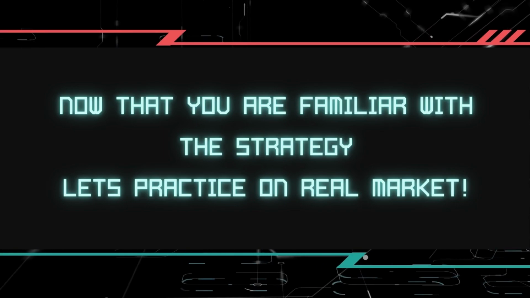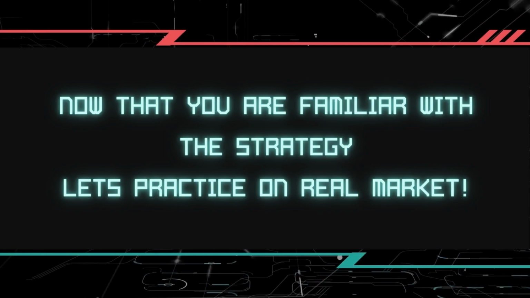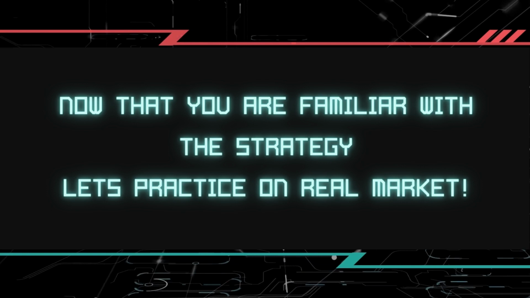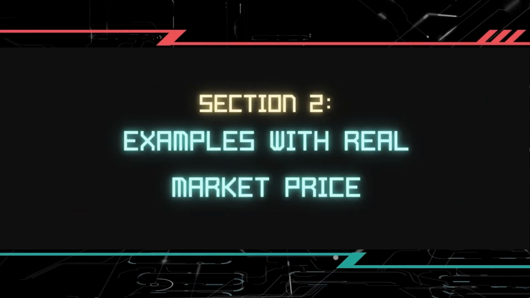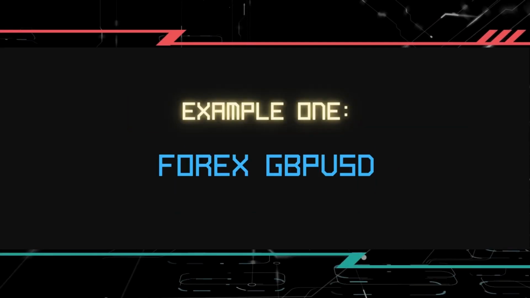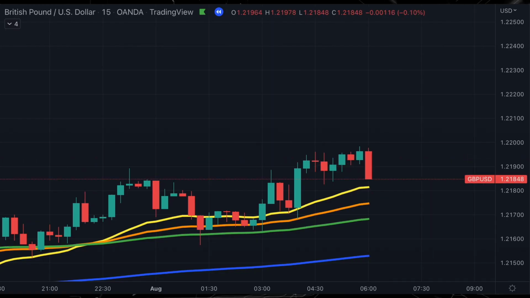Now that you are familiar with our buy and sell entry, let us proceed to the next chapter, where we will provide you with examples of the buy and sell trades using the crypto, forex and stock market. Our first example is a forex pair. Over here we have the GBPUSD pair.